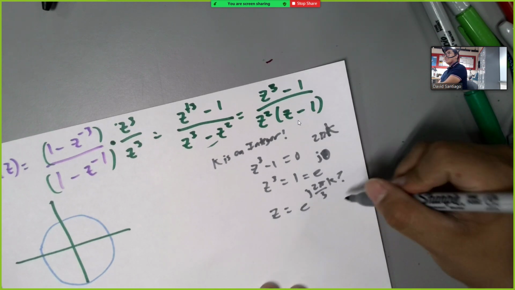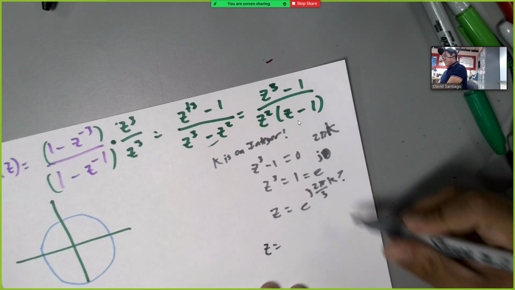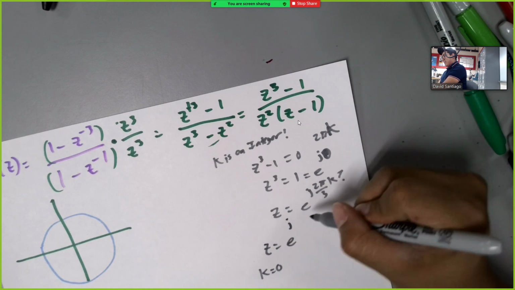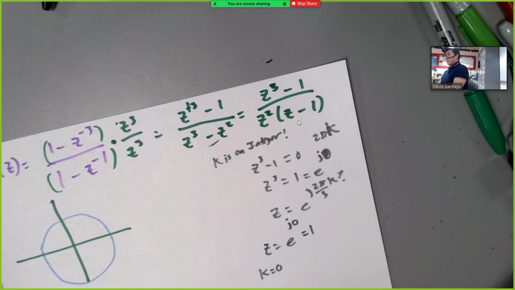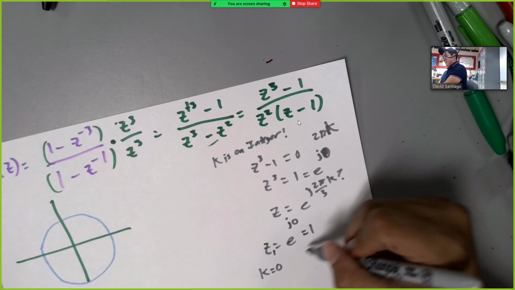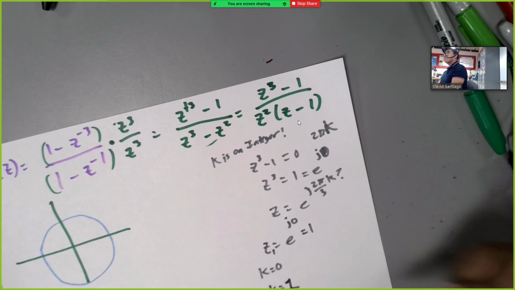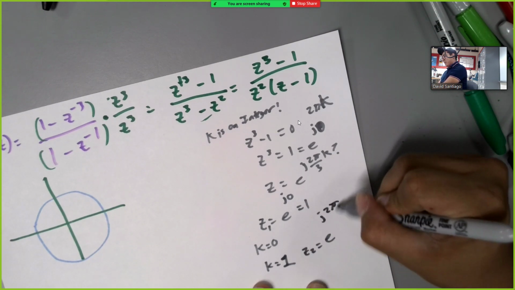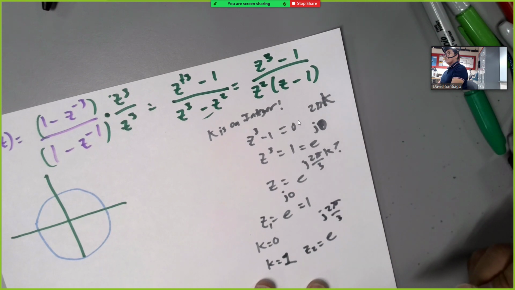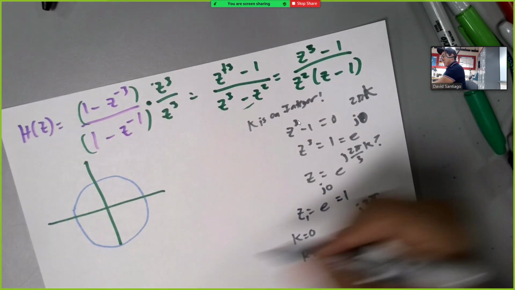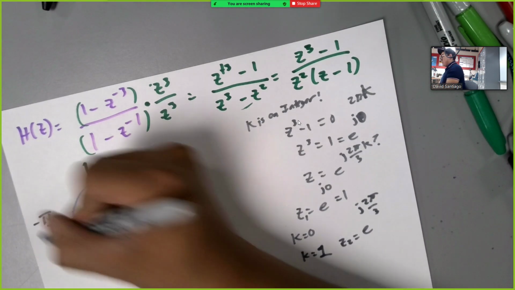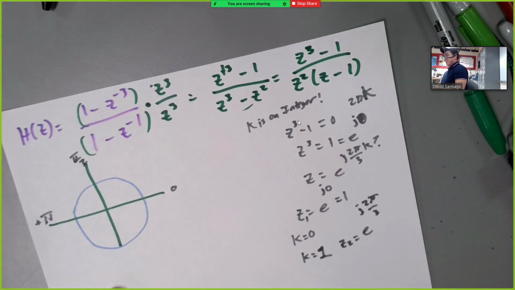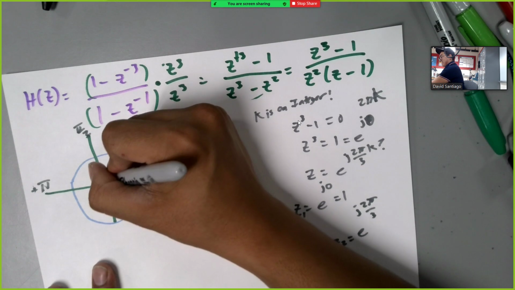So where's our first zero? When K is equal to 0, z is equal to e to the j0, which is equal to 1. That's our first zero, z1. Now K is equal to 1, so z2 is equal to e to the j2 pi over 3. And you know where that is, right? If we make an angle, here's 0, here's positive pi, here's pi over 2. So where's 2 pi over 3? It's somewhere right here.